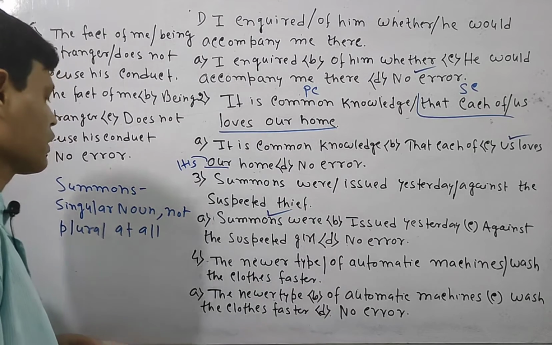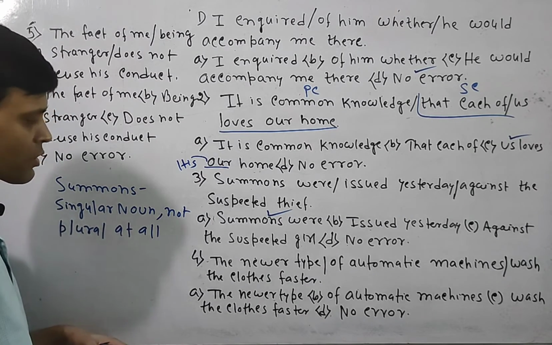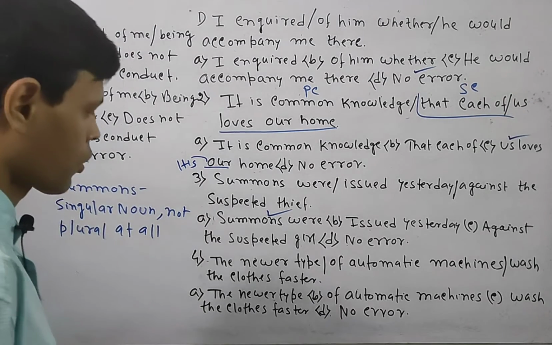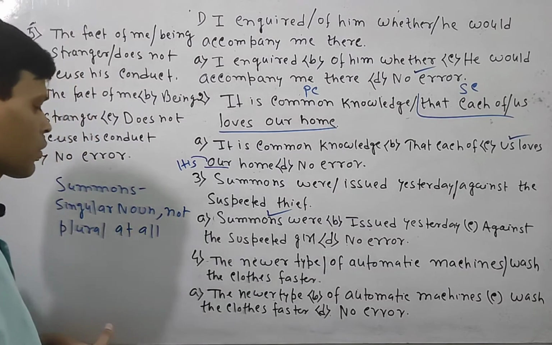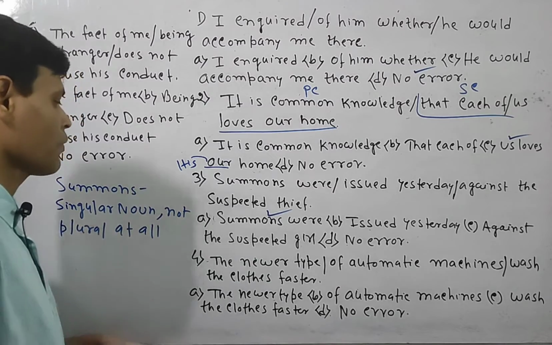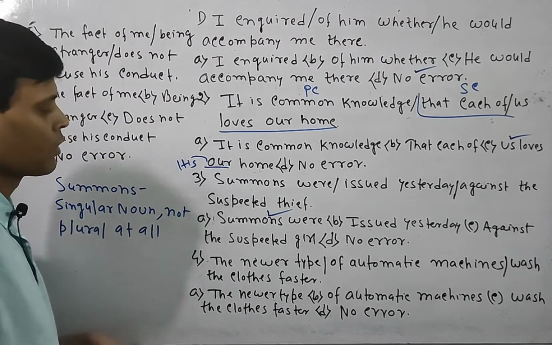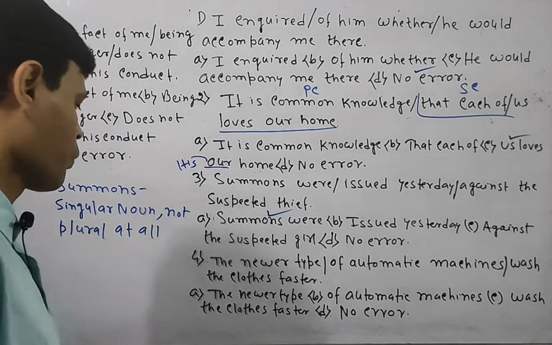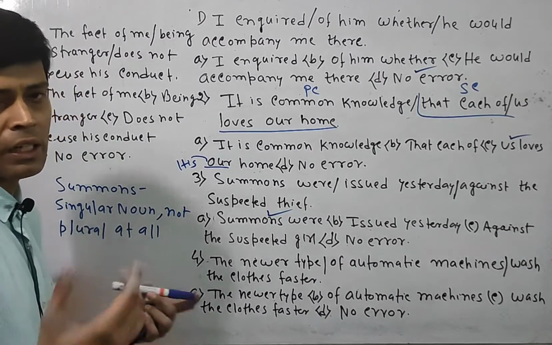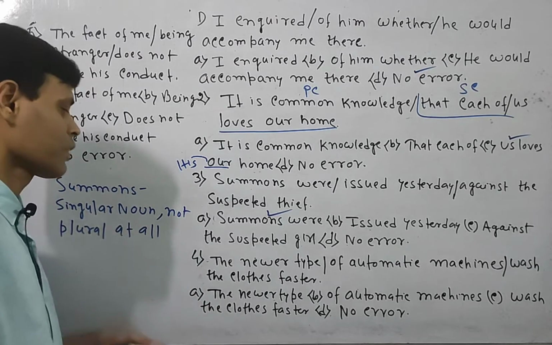Now if I just look over the next question: the newer type of automatic machines wash the clothes faster. Now look over the options: the newer type, or of automatic machines, wash the clothes faster, or no error. Again I am repeating, the newer type of automatic machines wash the clothes faster. Generally we write the new type or the latest type, not like newer type.